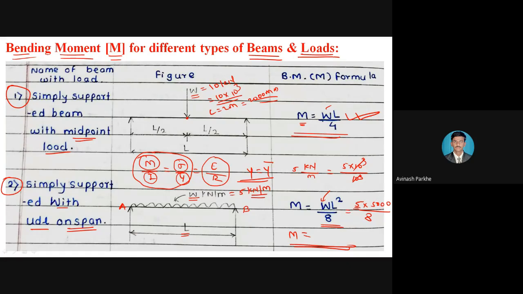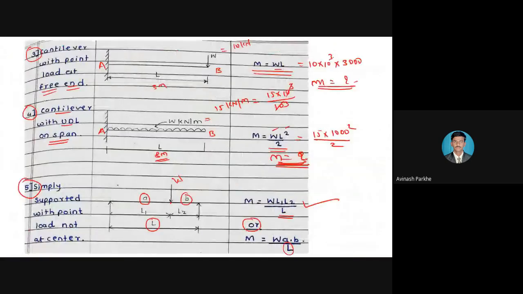So take the case number 1, simply supported beam with point load, WL by 4. Simply supported beam with UDL on entire span, WL square by 8. So I hope everyone is writing this particular notes in your notebook, because without this formulas it is not possible to solve the numericals. Then cantilever beam with point load, W into L. Fourth, cantilever with UDL on entire span, WL square by 2. And last, simply supported with point load but not at the center, formula W into L1 into L2 divided by capital L.